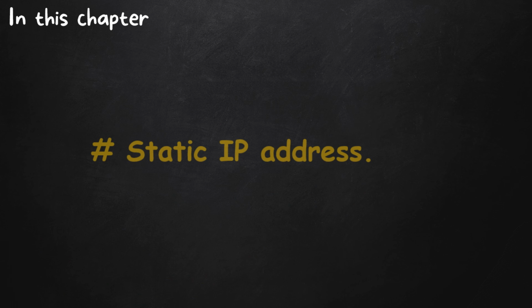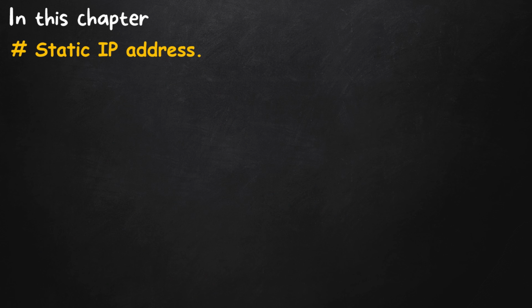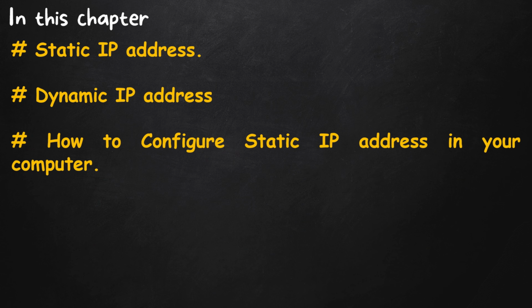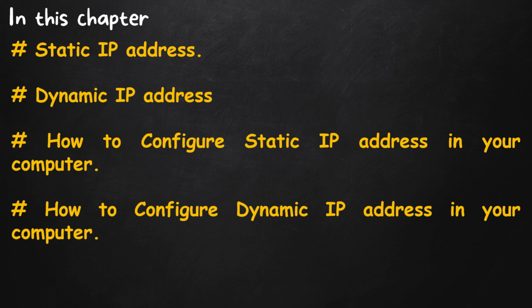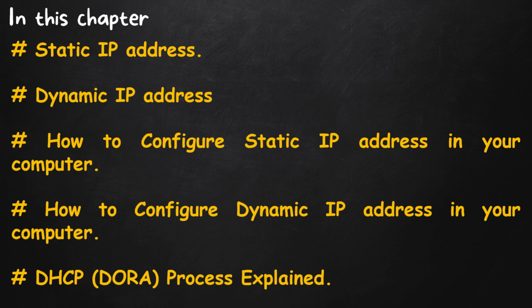So in this chapter, we talked about the static IP address. We talked about the dynamic IP address. We have learned how to configure the static IP address in your computer. We have learned how to configure a dynamic IP address in your computer. And finally, I have explained the DHCP process, which is called DORA.